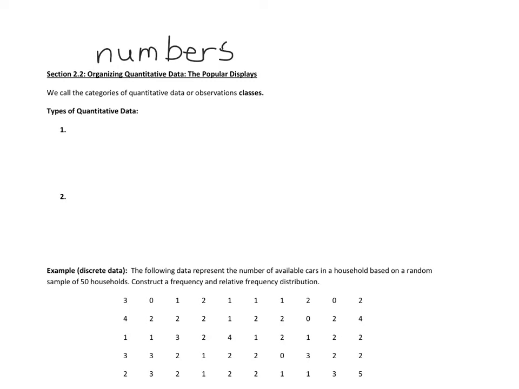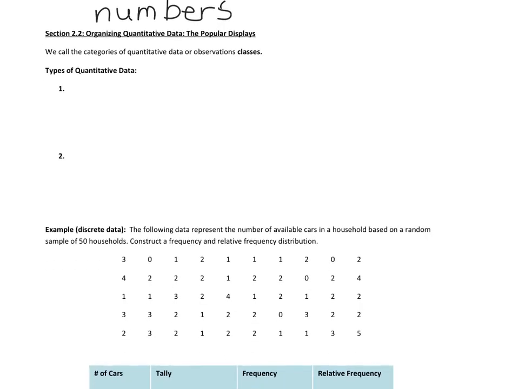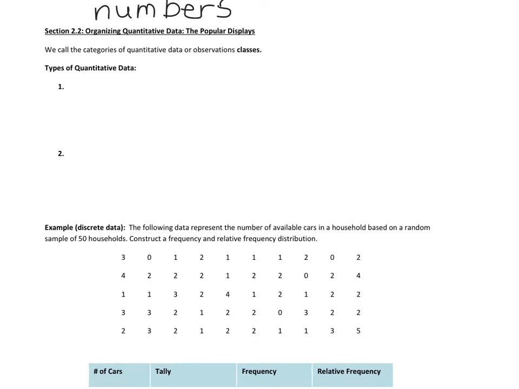Okay, so it's going to be really similar at first, but one of the things that's different: the categories of our data now are going to be called classes. So we have our first kind of definition. Before, the values of the variable for qualitative was called categories. For quantitative variables, the values are going to be organized into classes.